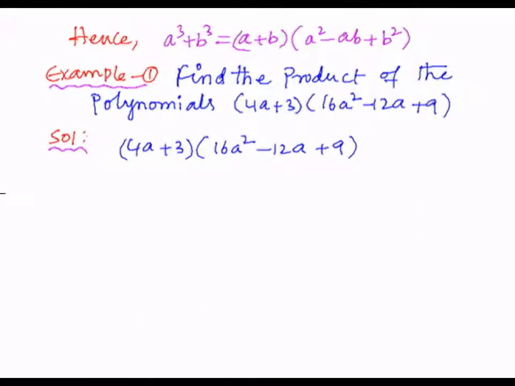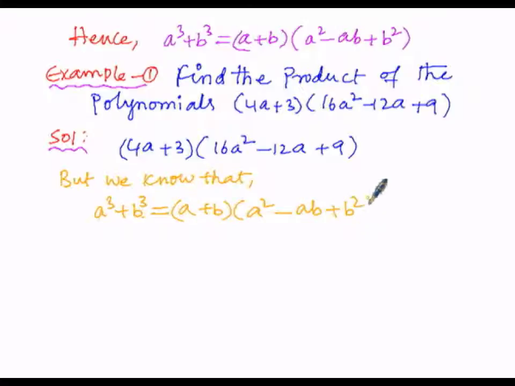We know that a cube plus b cube is equal to a plus b into a square minus ab plus b square. The right hand side quantity, a plus b into a square minus ab plus b square, is similar to the given problem, that is 4a plus 3 into 16a square minus 12a plus 9. We have to write 4a plus 3 into 16a square minus 12a plus 9 in the form of a plus b into a square minus ab plus b square. So we have to replace a by 4a and b by 3 in it.